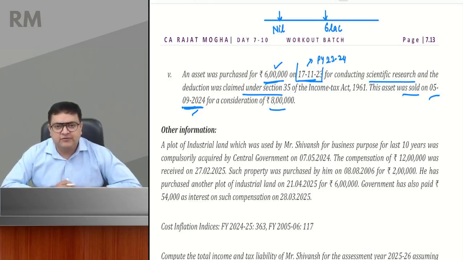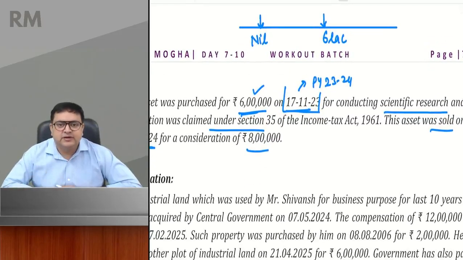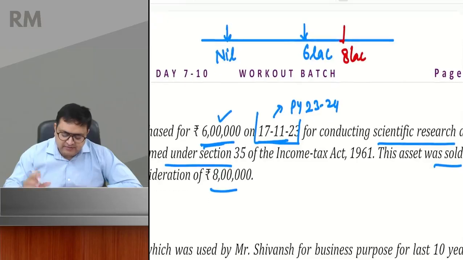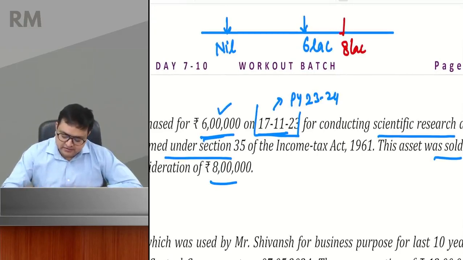Correct? So there is no problem of indexation. And anyway, it is sold on 5 September 24, post budget, so there would be no indexation in that case also. However, it is a short term asset. Now, how much have you sold it for? 8 lakh. So your selling price is 8 lakh. So what does it mean? Everybody tell me how much is the PGBP income and how much is capital gain. I've already explained this here.